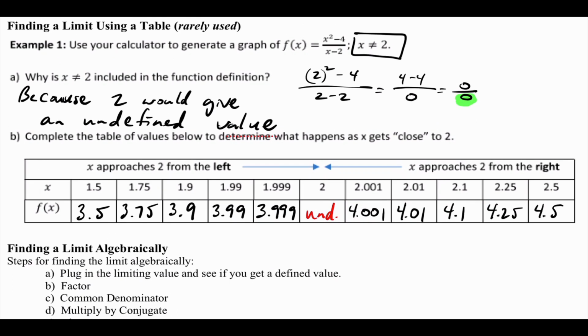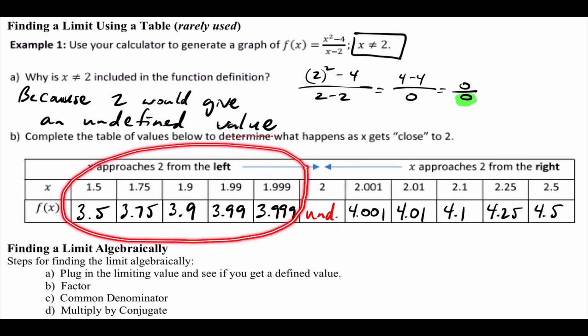So B, it says complete the table. Well, we did that. Okay, so first thing we noticed was 2, right? 2, no value. So look at the left of 2. Look at over here. What do you notice? What's the thing that stands out most to you? What are the one or two things that stand out most to you?